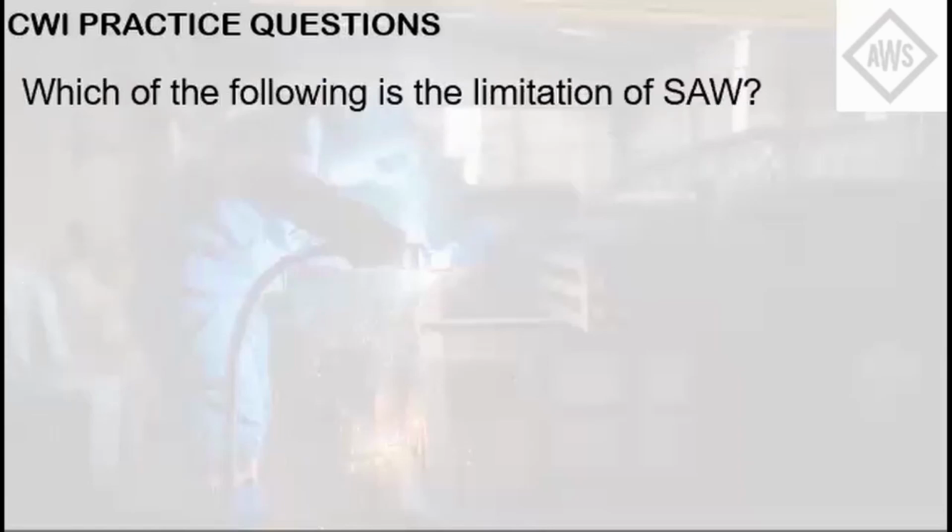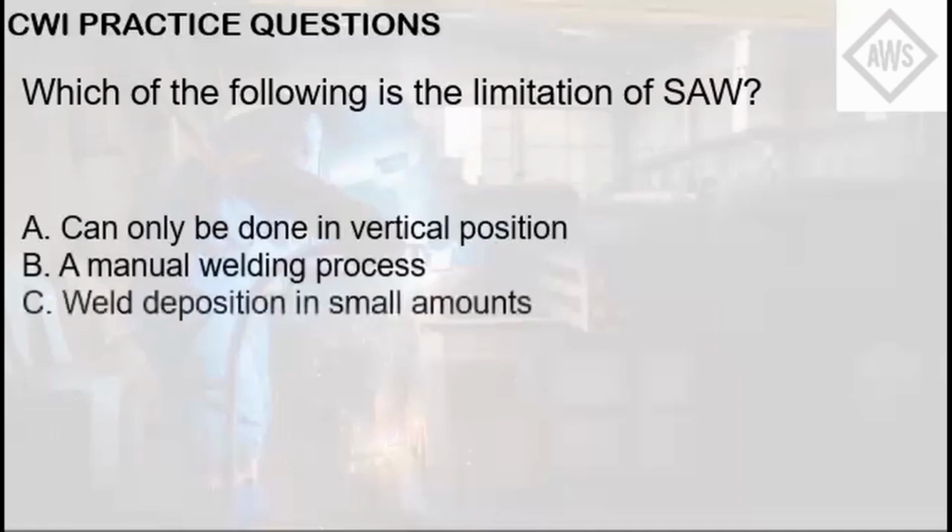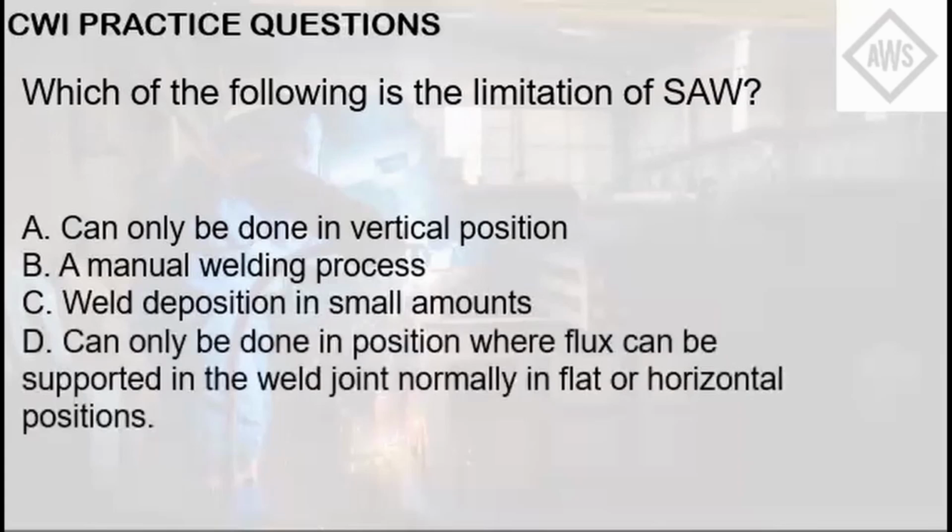Next question, which of the following is the limitation of SAW? Letter A, can only be done in vertical position. Letter B, a manual welding process. Letter C, weld deposition in small amounts. Letter D, can only be done in position where flux can be supported in the weld joint, normally flat or horizontal positions. So here in SAW, one limitation is that it cannot, I repeat, it cannot be done in vertical position. So letter A is automatically eliminated.